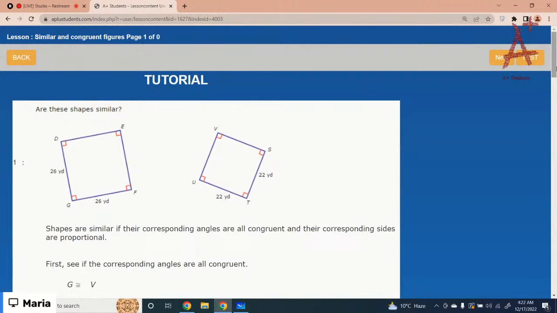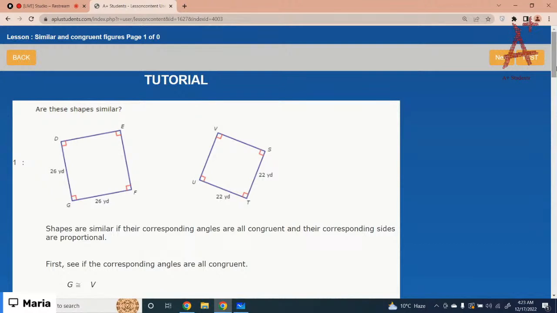Okay, are these shapes similar? You are given two shapes, and we need to see if they are similar. Shapes are similar if the corresponding angles are all congruent and their corresponding sides are proportional. Got it? That is the definition for similar shapes.